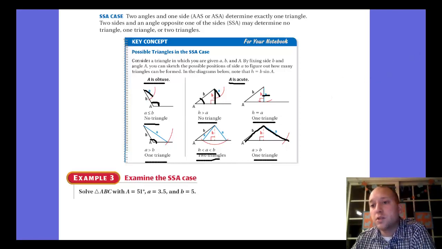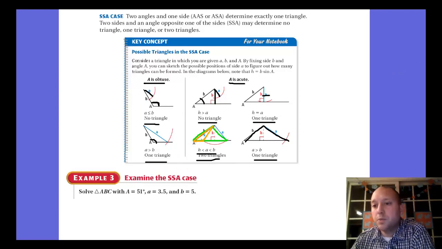The 2 triangles in this drawing are this green one, which is going to be the acute one right here, or you can have another one which creates an obtuse angle right here. So the green and the orange are the 2 possible triangles with the given information that both work.